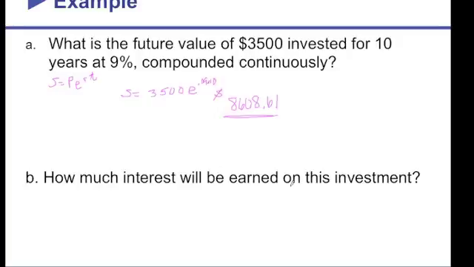How much interest is earned on this investment? Well, the way we find out the interest is we take the future value, and we subtract the original value. So we find out that $5,108.61 was the interest earned on the investment. So that was our S minus P to get the capital I for interest amount in dollars.